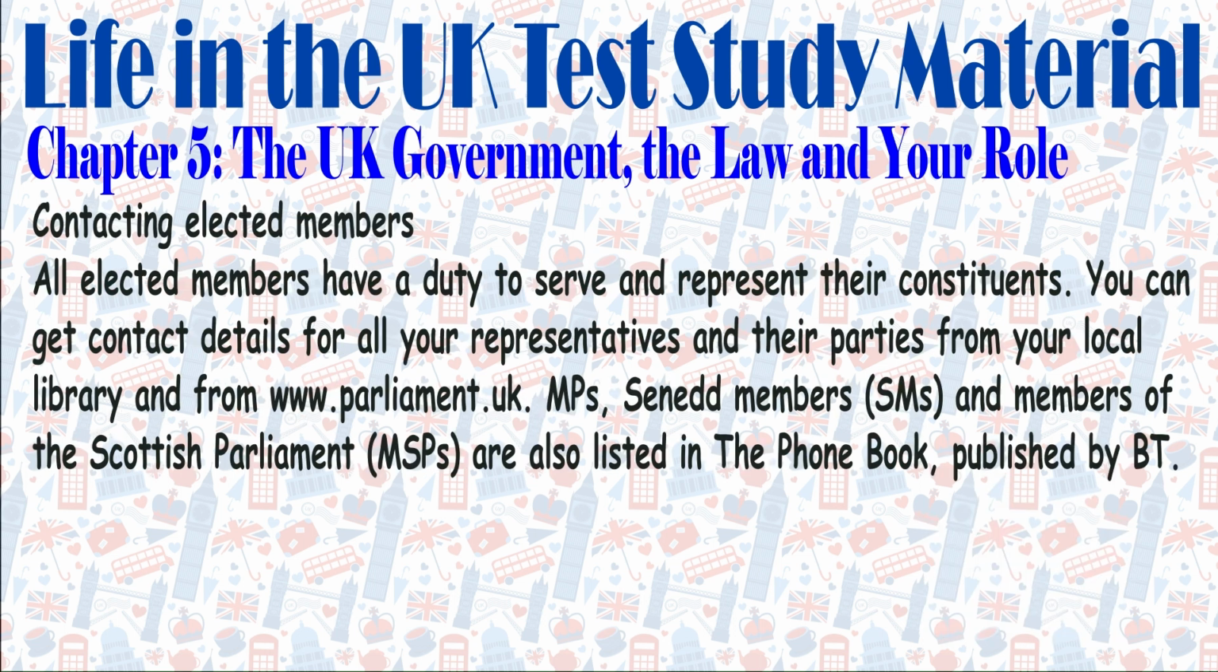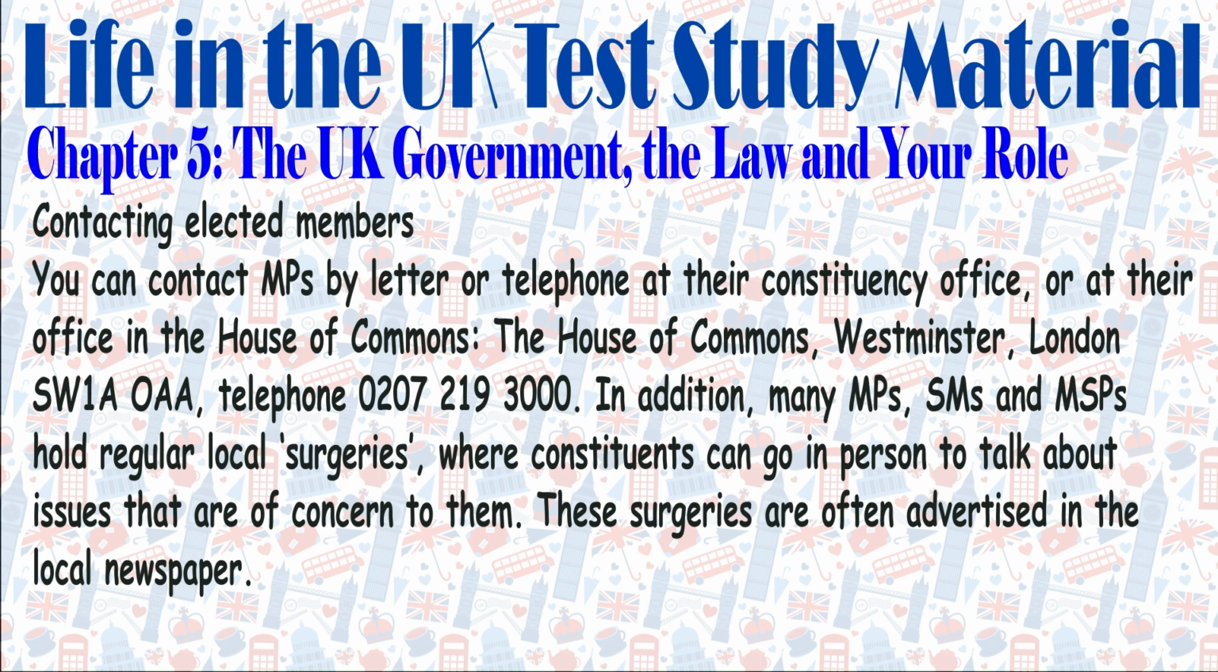Contacting elected members. All elected members have a duty to serve and represent their constituents. You can get contact details for all your representatives and their parties from your local library and from websites. MPs, Senate members and members of the Scottish Parliament are also listed in the phone book, published by BT. You can contact MPs by letter or telephone at their constituency office, or at their office in the House of Commons, the House of Commons, Westminster, London SW1A 0AA, telephone 020 7219 3000.